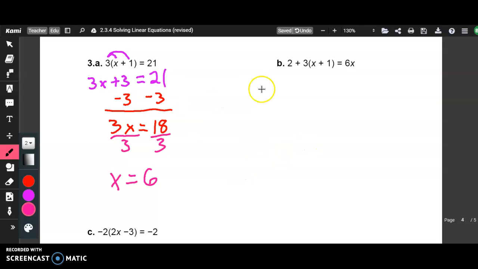All right, follow that same process for B and C. Now remember, I have parentheses in here with a number on the outside of the parentheses for both of the problems. What are you going to do to solve that? What is the first step you are going to do to solve that with a number on the outside of the parentheses? Distribution. So distributing the 3 and distributing the negative 2 means you're going to do what operation?